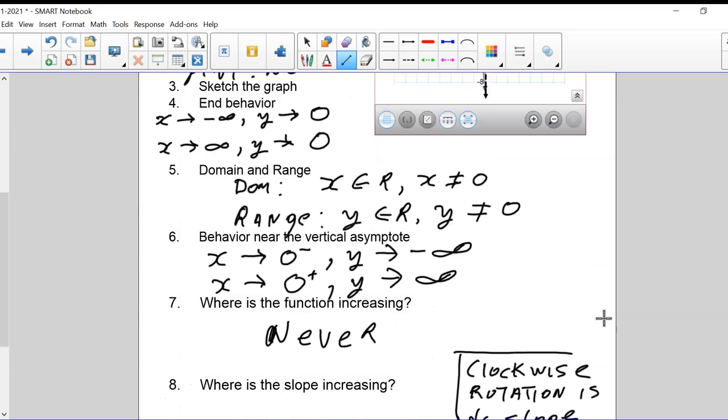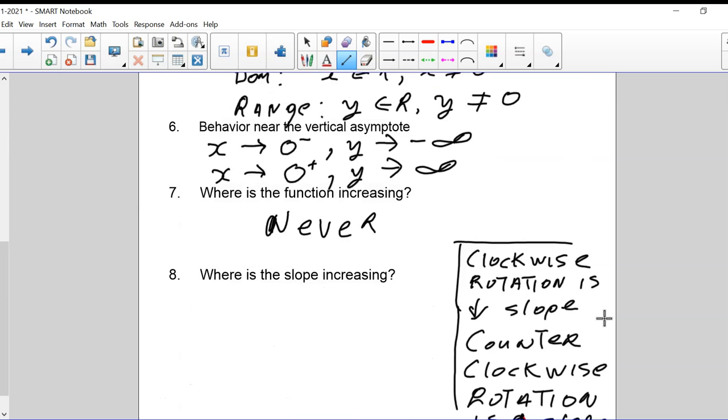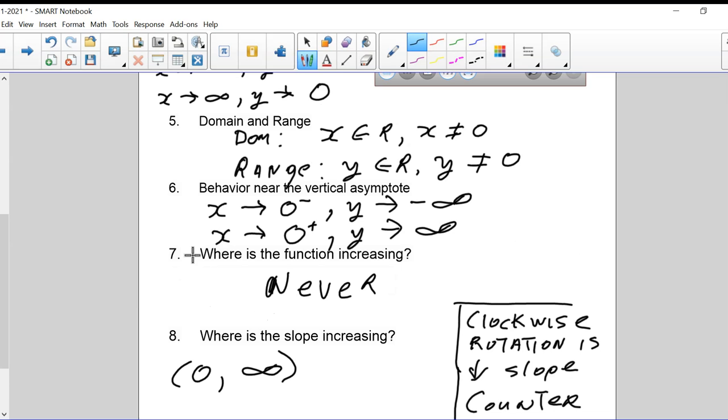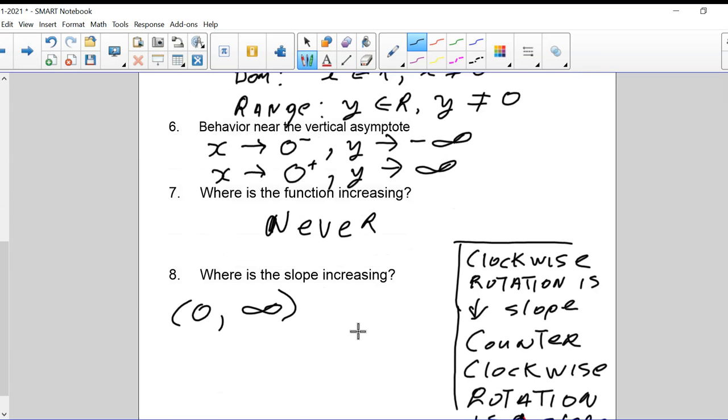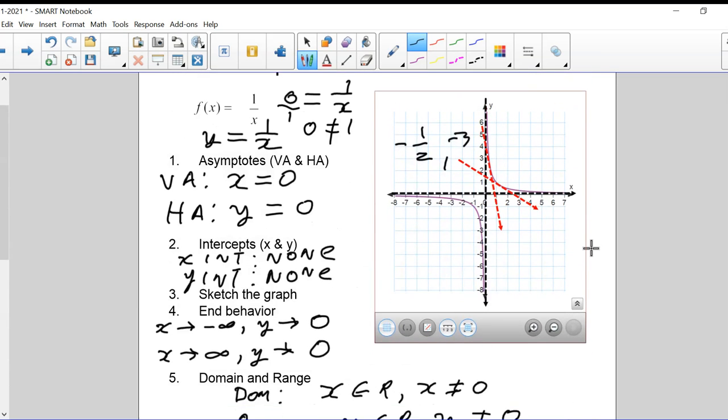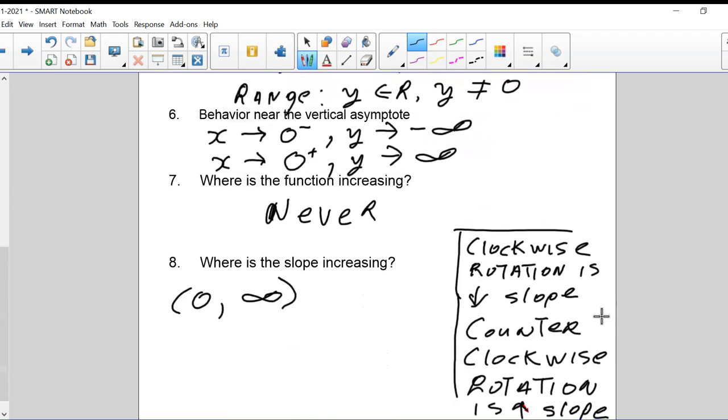So where's the slope increasing? I'll put this answer in for you. Anywhere from 0 up to infinity. That's where the slope is increasing. Not at 0. We don't include 0, right? Because at 0, the function actually doesn't exist. But anywhere from 0 up to infinity, or put it another way, when x is greater than 0, the slope is increasing, right?